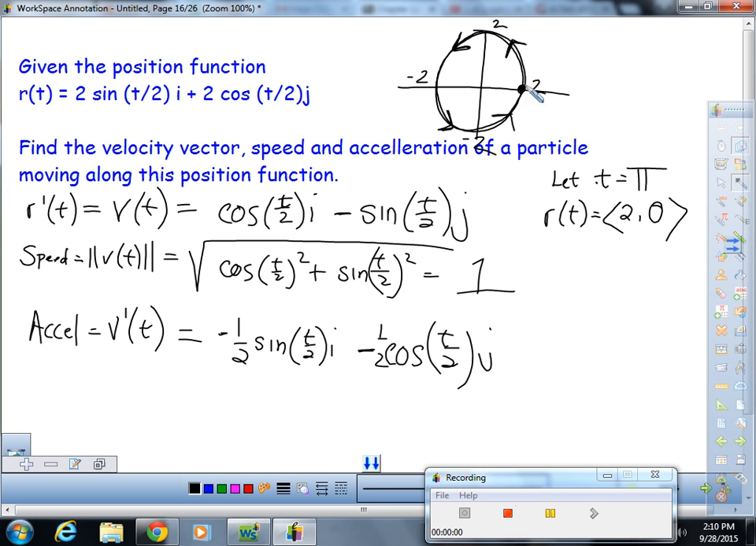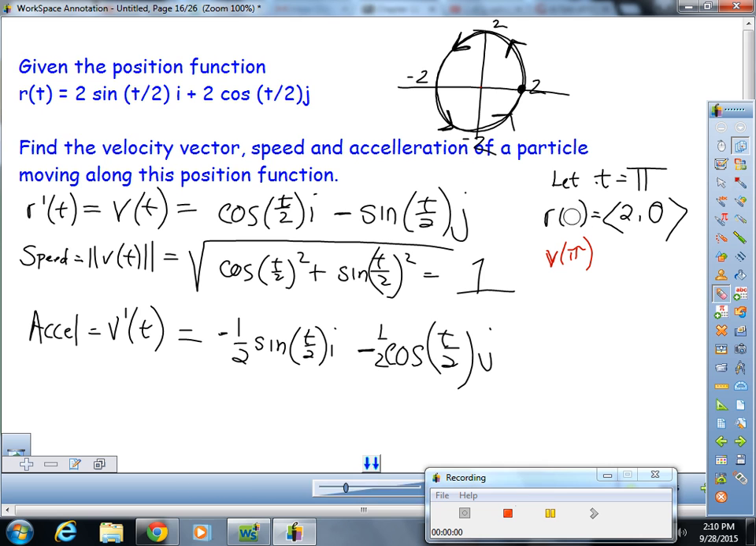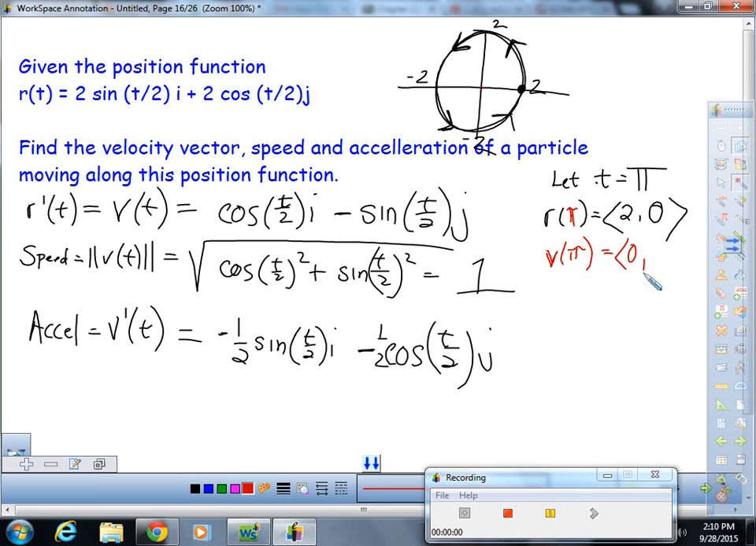So at pi, we get this vector. That's just our position vector. It points right there. I'm going to erase that because it's going to end up confusing us next time. All right. Our velocity vector, so v of pi, sorry, this should say r of pi. V of pi, well, that's going to be cosine of pi over 2, which is 0, comma, negative sine, so that's kind of a negative 2. So at this point, our velocity is this way.